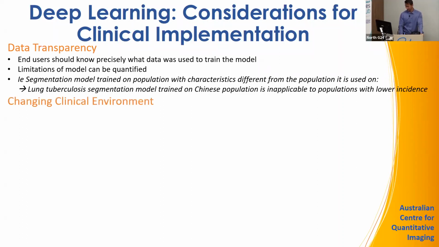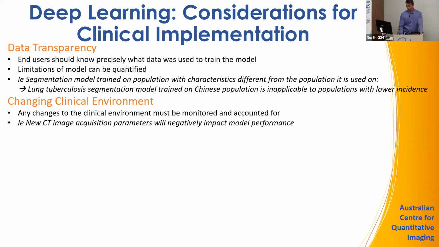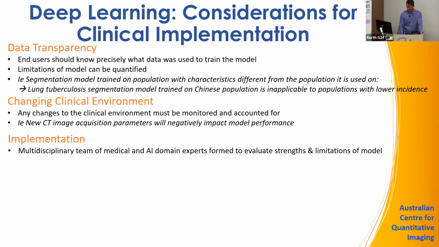populations with lower incidence. Furthermore, we must be aware of the changing clinical environment. Any changes to the clinical environment must be monitored and accounted for. For example, new CT imaging acquisition parameters may negatively impact the model performance, and if they're not taken into consideration, this may lead to potentially disastrous patient outcomes. Finally, when we're considering implementing these models in a medical context, a multidisciplinary team of medical and AI domain experts should be formed to evaluate the strengths and limitations of the model.